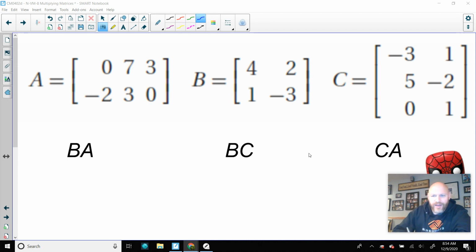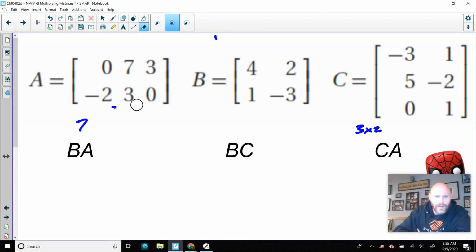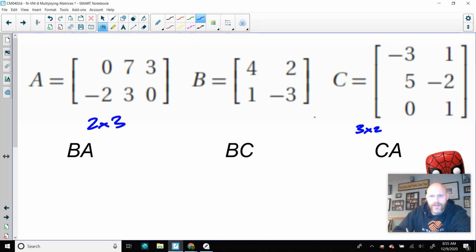So what we're looking at doing this time is C times A. C just happens to be a 3 by 2 matrix, and A happens to be a 2 by 3 matrix. So we have a 3 by 2 and a 2 by 3. C is going to end up being 3 by 2 times a 2 by 3. The numbers in the middle do match, so our answer is going to be a 3 by 3 matrix.